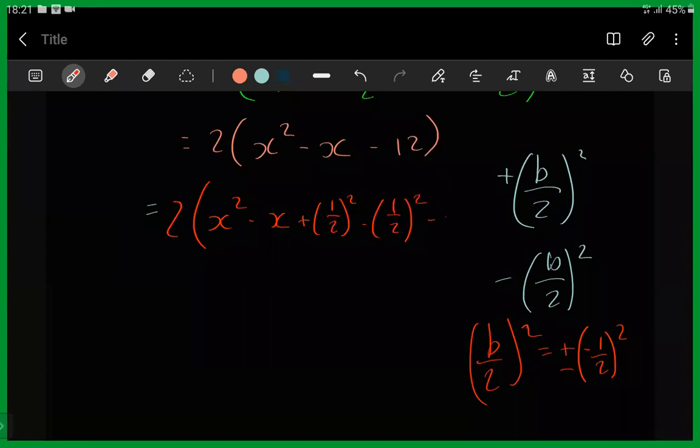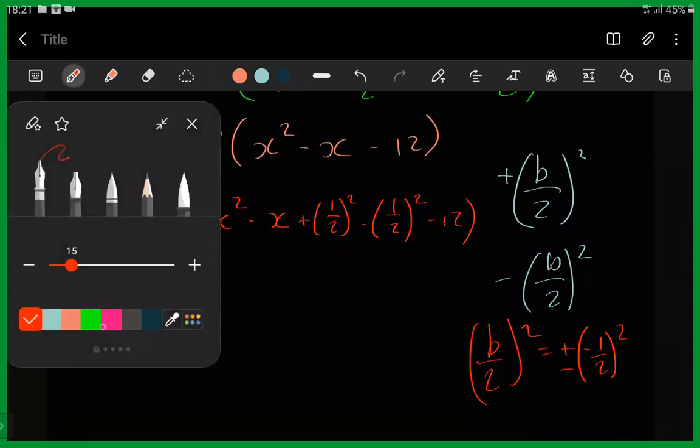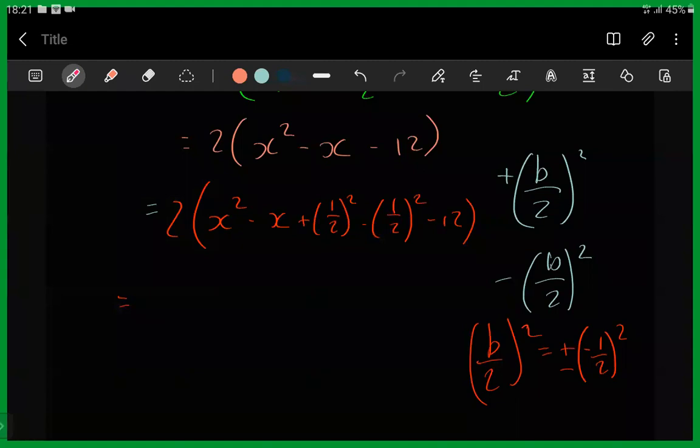And then you have -12 there. See? Now what you do is, you see this value here, right? It goes together with that one. And then whatever is here, you are just going to simplify. So the 2 stays outside. This here and this here, you put it inside a bracket.